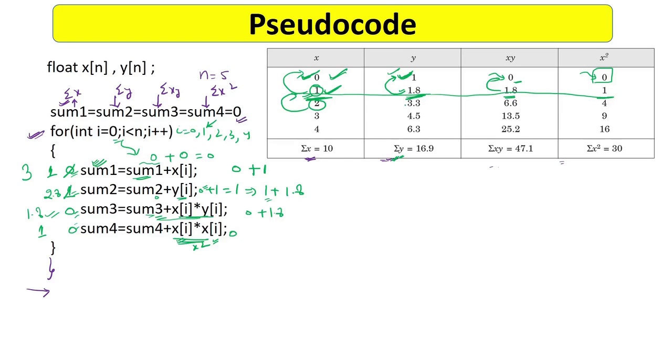In the next iteration, I will be adding this 3.3 with the complete previous answer, 1.8. So 3.3 plus 1.8, I will be getting inside this sum 2. The same way for this line, it is finding this 6.6 and adding it with the previous sum, which is 1.8. So 6.6 plus 1.8 I will be storing inside this sum 3. And the same way 4 will be added with this, and we will be getting 5 by this sum 4 line.